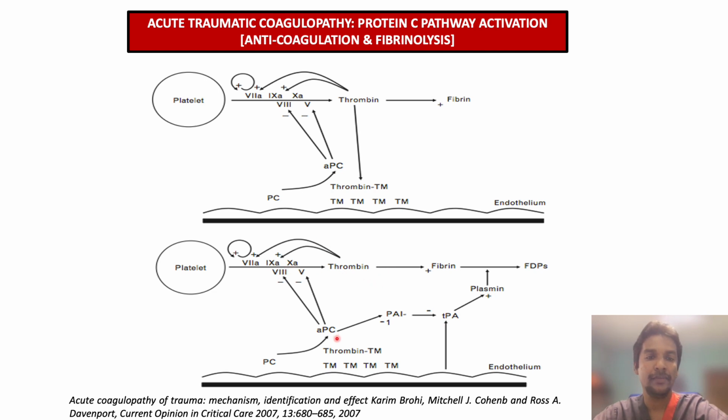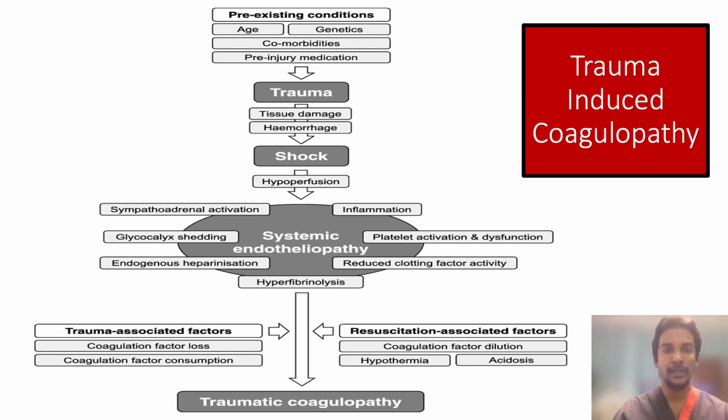Other than that, activated protein C also inhibits PAI-1, leading to excessive availability of plasmin, which will lead to breakdown of fibrin to fibrin degradation product. This is known as hyperfibrinolysis, which plays an important or key role in the formation of acute traumatic coagulopathy following severe trauma. This diagram is showing you how a trauma-induced coagulopathy happens.